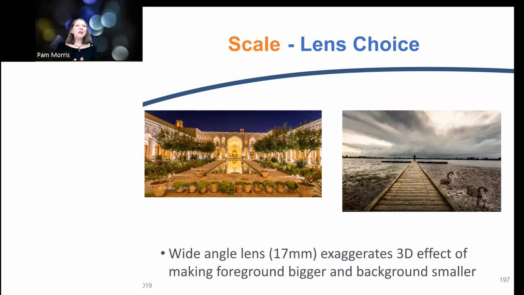We can also communicate scale via our lens choice. If we use a wide angle lens, things in the foreground become proportionally much larger. It really accentuates that 3D effect. You can see this in the image on the right, which is a small pier at Lake Wendouree, and the swans in the front are twice the size of the person in the back.